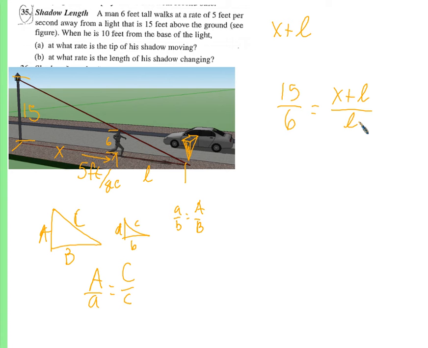What do we want to know? The X plus L dt. Yeah, that's kind of funny. Well, let's get these guys out of the denominators, so cross multiply and such. 15L equals 6 times X plus L.